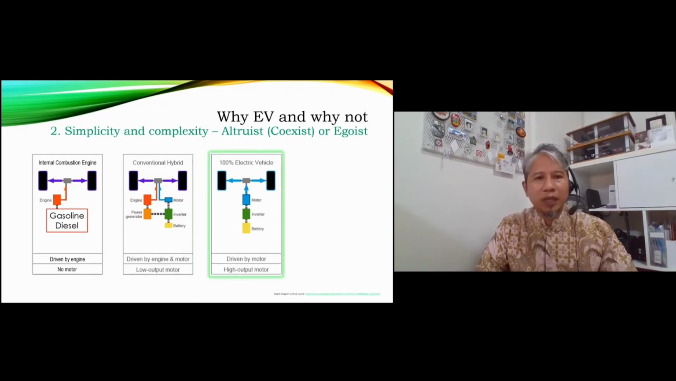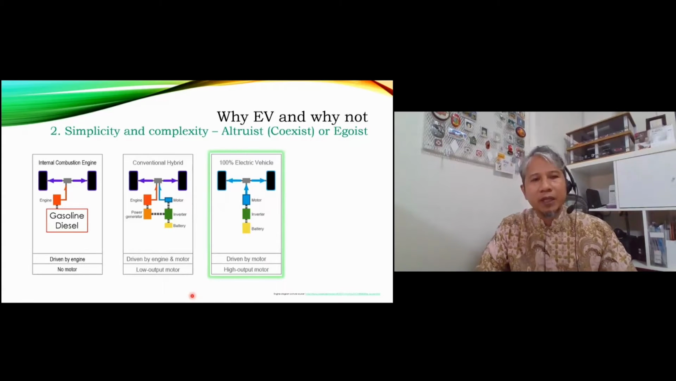Now, this is what we have been discussing, which is an electric vehicle. So a 100% electric vehicle. It's purely an electric motor that drives the car itself. So from the battery, it will generate power to drive the motor, and at the end the motor runs the vehicle itself. So it's driven by the motor. The difference with the hybrid is that the motor here is high output power, whereas for a hybrid it is normally a small output power.